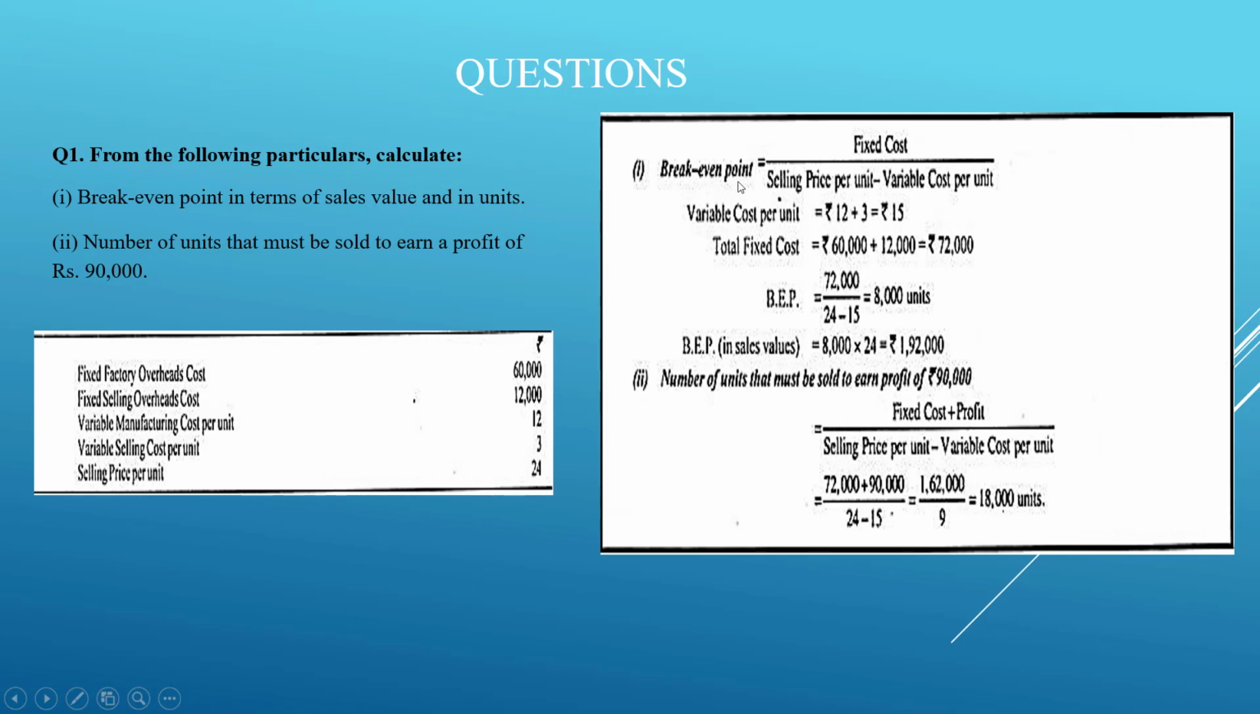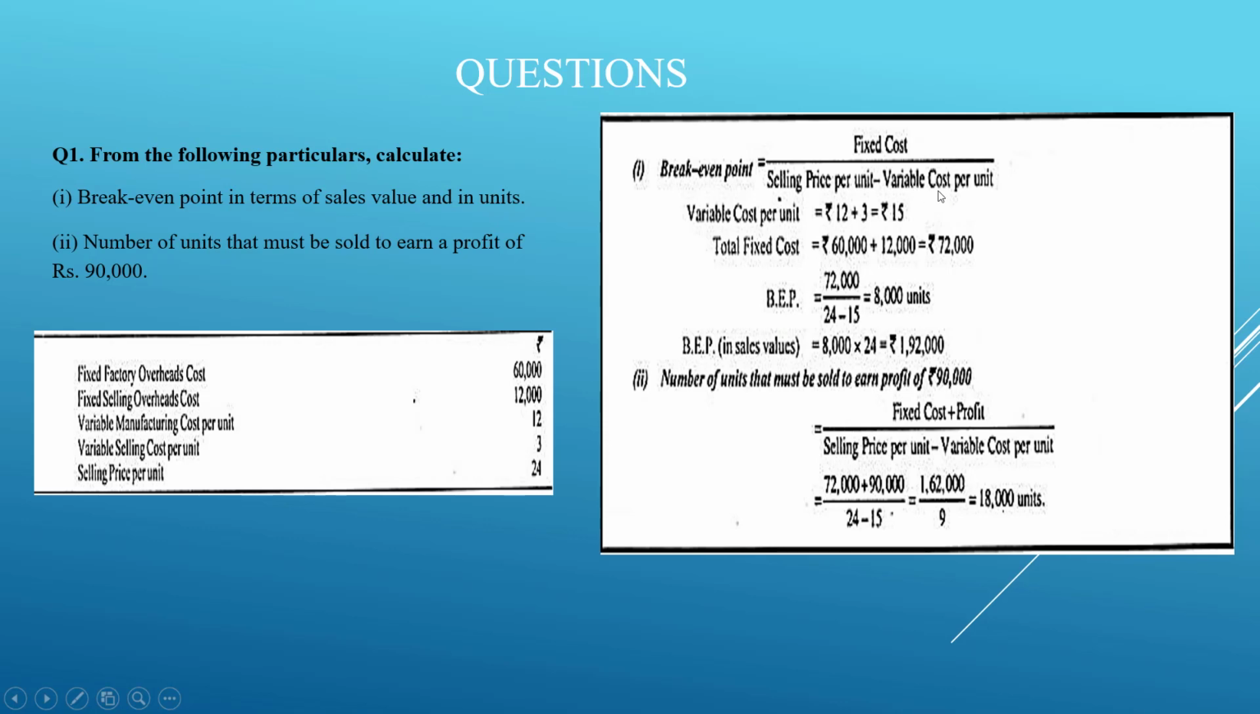Okay, now what is the formula of break even point? Break even point is equal to fixed cost divided by selling price per unit minus variable cost per unit. Now when you see this selling price per unit minus variable cost per unit, this is your contribution per unit. Okay, selling price minus variable cost is contribution, right? So we have written here selling price per unit minus variable cost per unit. That means this is known as your contribution per unit.